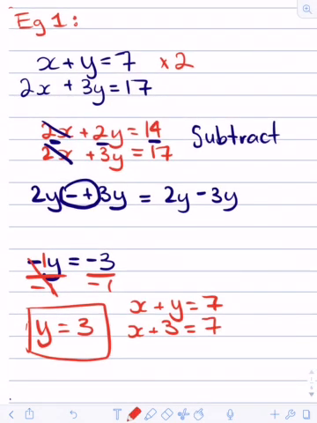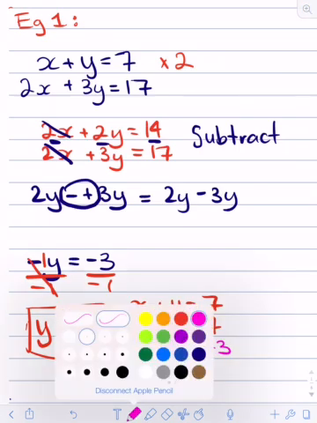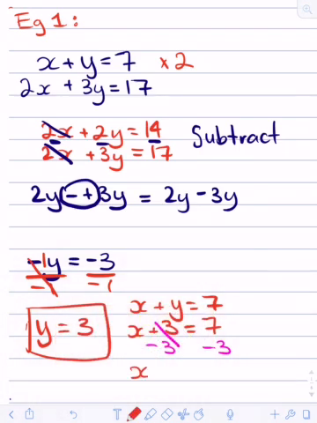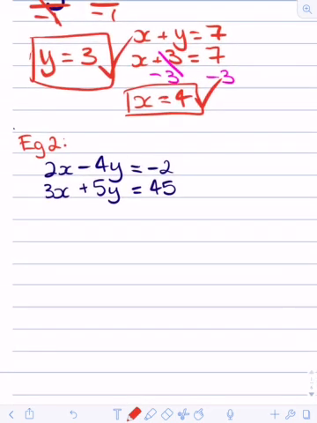Now here's simple equations. In order to get x by itself, I have to do minus 3 on both sides. And we get the value of x to be 4. X equals 4. So now I found the value of y, I found the value of x. And you use the same steps for any simultaneous equation where we can use the elimination method. Let's go on to example 2.